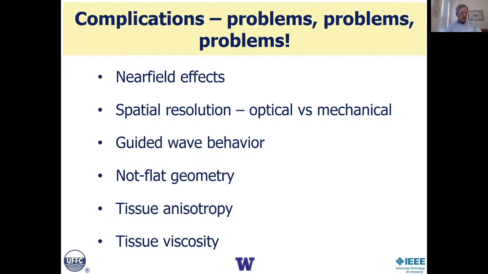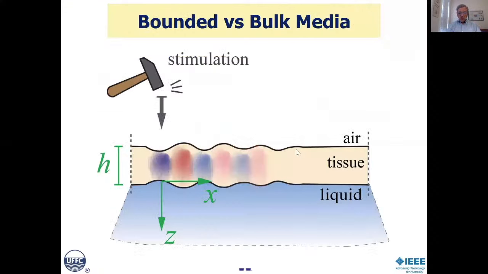There's a whole bunch of these. In the remaining 5 minutes or so, I will look at the two primary ones which we've attacked recently. The first is guided wave behavior. Namely, in the cornea we're looking at very thin layers, and also with the skin we're looking at thin layers, and we can't use bulk analysis for that. The second piece is tissue anisotropy. That is, the elastic moduli are not isotropic everywhere. They do have directional dependencies. So, bounded versus bulk.